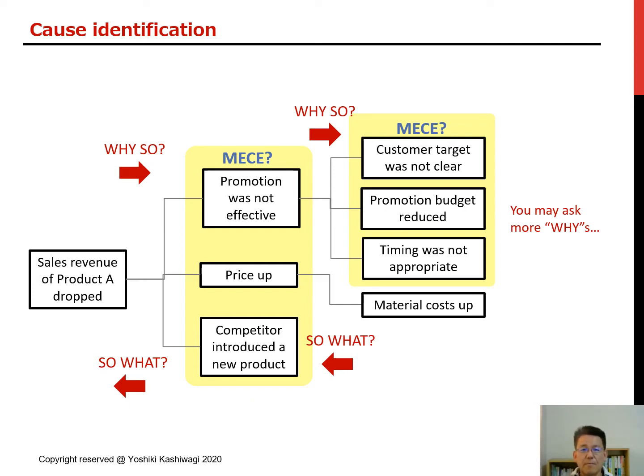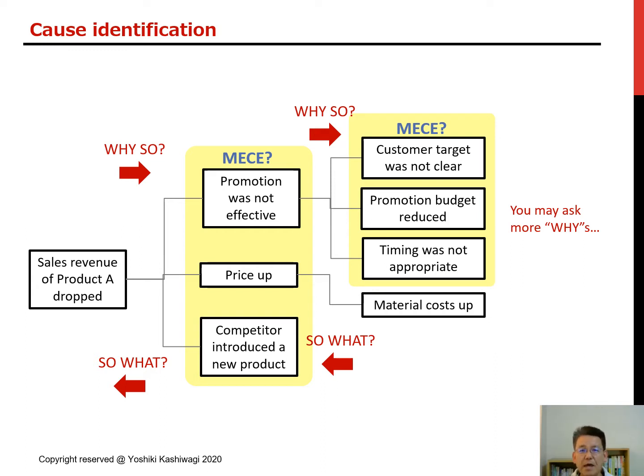Let's take an example. The problem you identified was sales revenue of product A dropped. And you start asking why or why so. The first possible reason you came up with was promotion was not effective. The second one was price went up. The last one was competitor introduced a new product. Yes, they are possible reasons to the revenue drop.